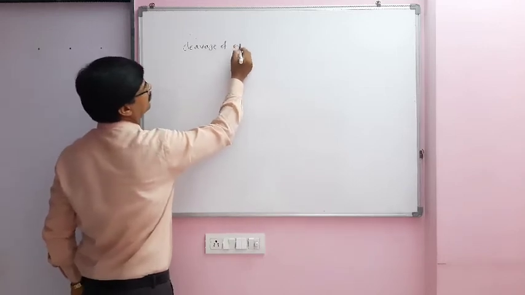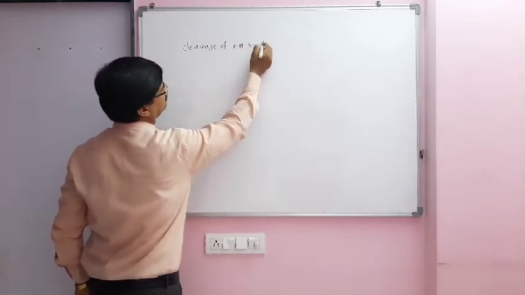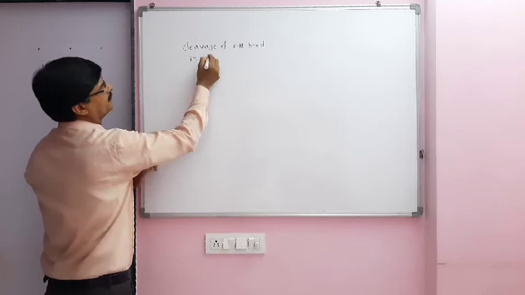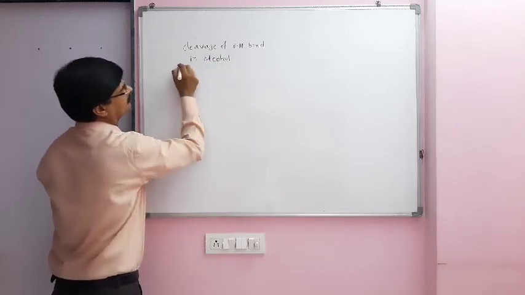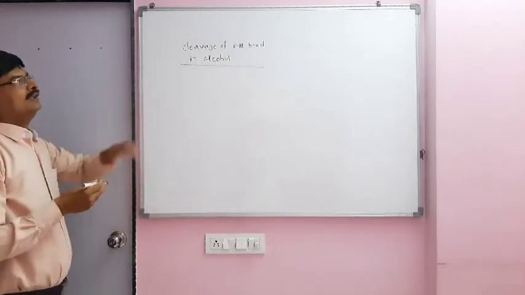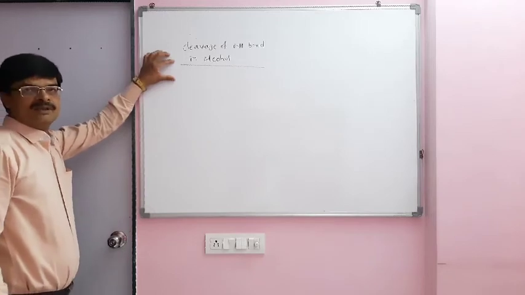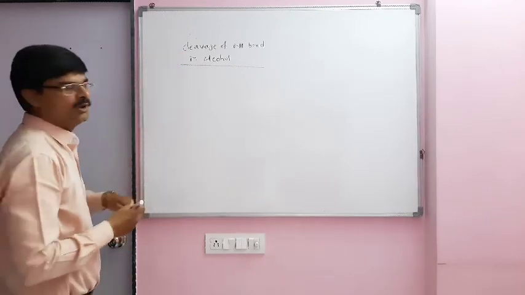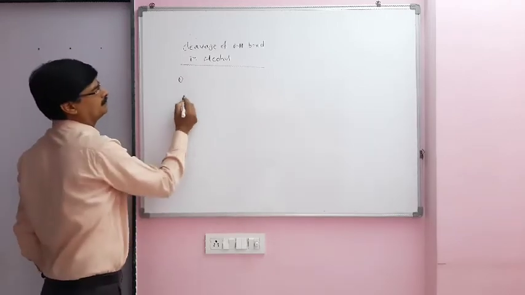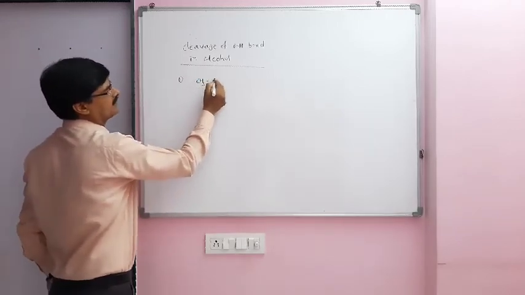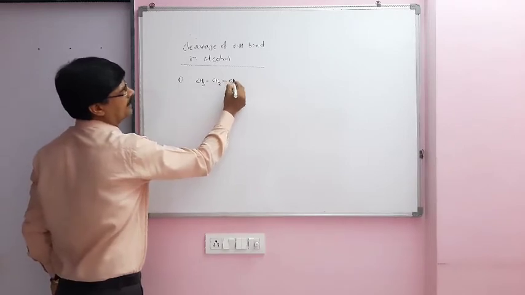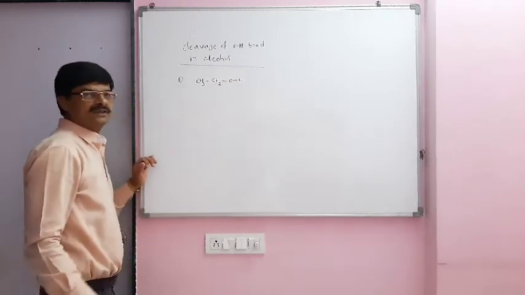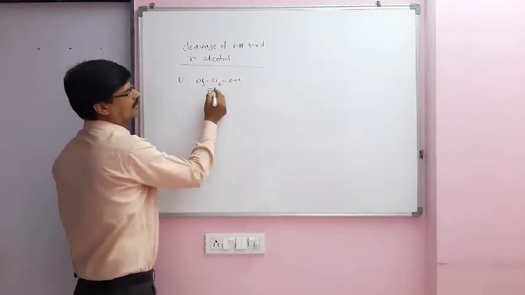Cleavage of OH bond in alcohol. By a few examples, we can understand the cleavage of the OH bond in alcohols. First example, CH3CH2OH, ethanol or ethyl alcohol.